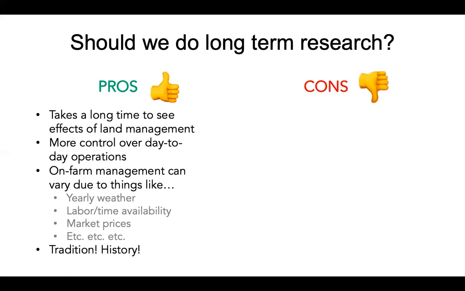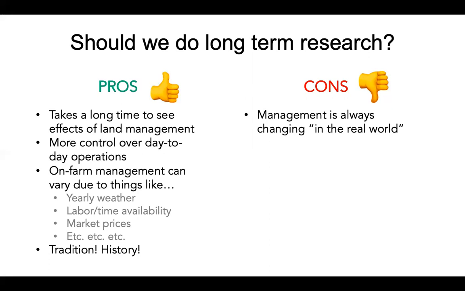Of course, there are cons, there are downsides to this. So for example, we establish these plots, we establish these research trials, and we have some type of management. Now, that management that we set up, whether it's adding manure or different types of crops or whatever, those might not always be representative of what's happening in the real world.